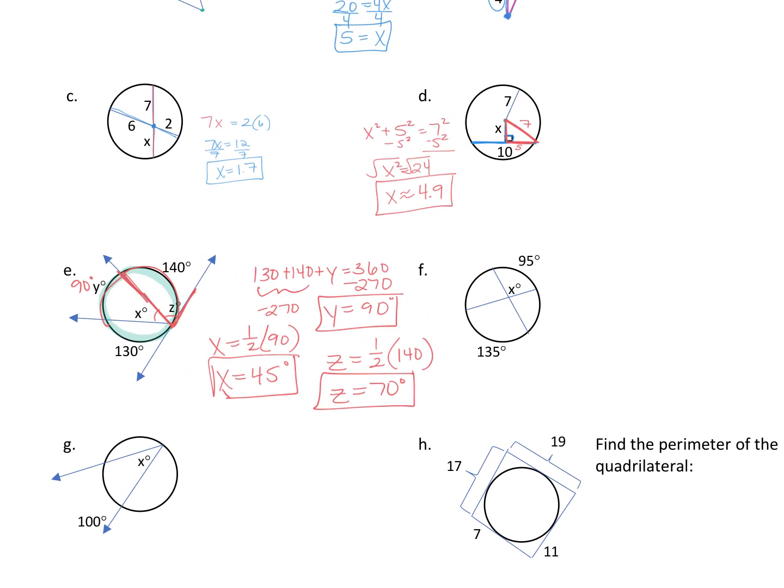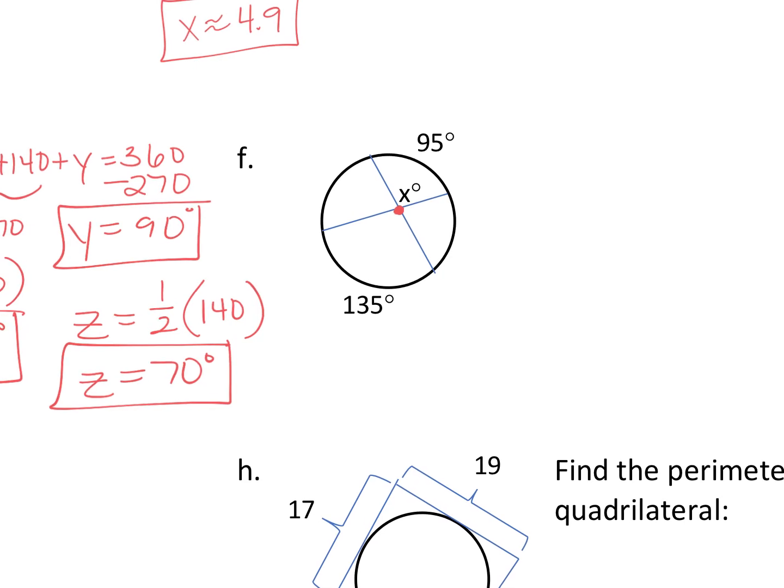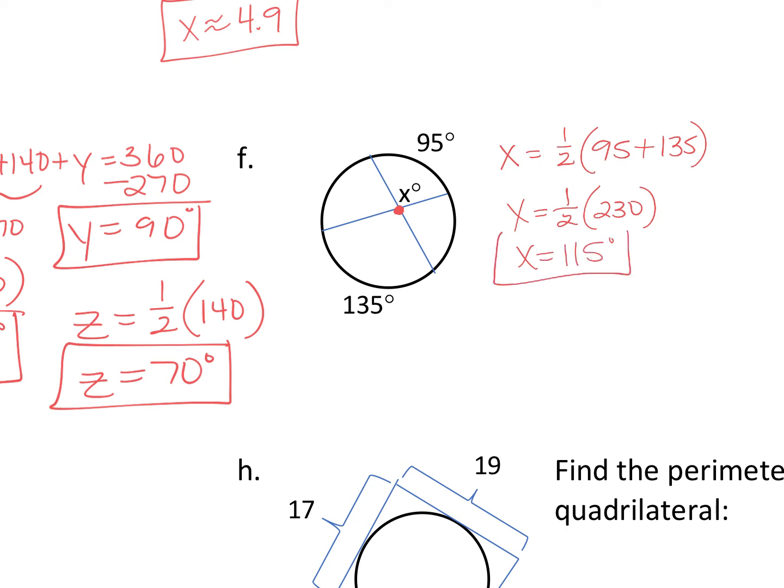Okay, so that's E. Then F is an angle inside with arcs that it intercepts. So when it's angles and arcs and we're on the inside of the circle, we say the angle equals half of the sum. So 95 plus 135 is 230. So we're saying half of 230. So X would be 115 degrees.